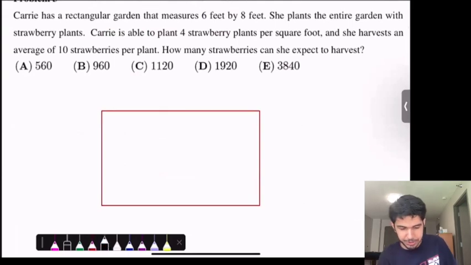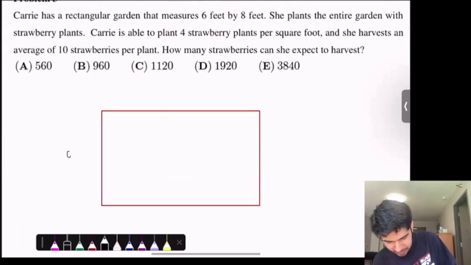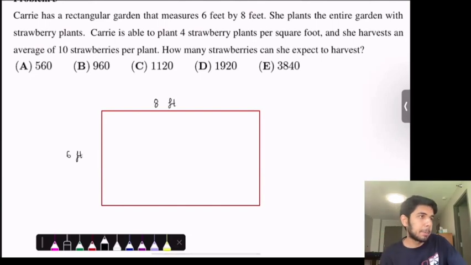So I like to draw pictures, it helps me think. So we have a 6 foot by 8 foot garden here, and we're trying to solve for how many strawberries can she expect to harvest. That quantity is unknown. Let's perhaps create a variable. Now, it may not be the case that every single problem will require a variable, but it's a good first step in case you don't really know where to start.